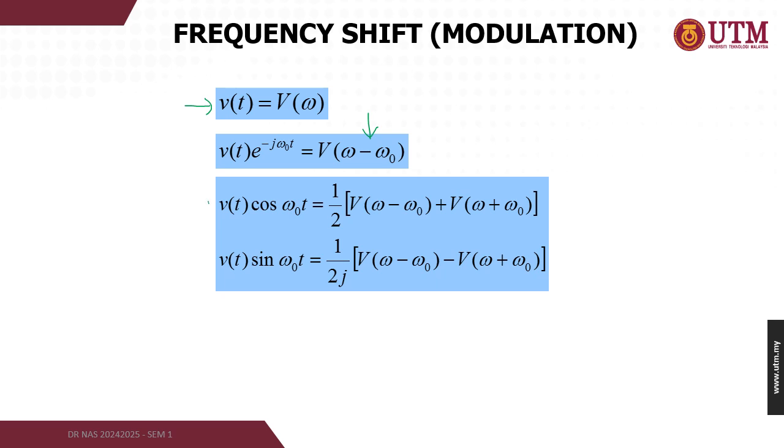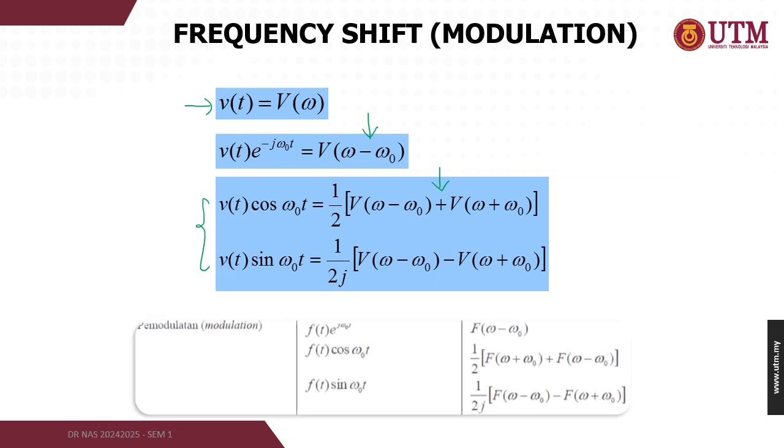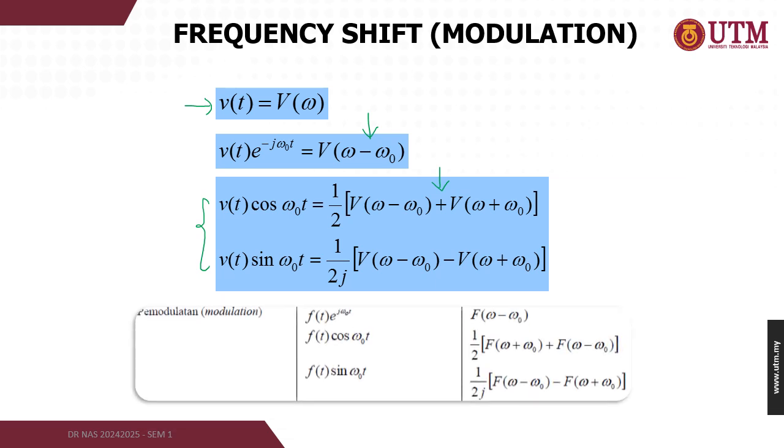The same goes for when you have the signal in the time domain being multiplied by a cosine or sine function; the signal will be shifted in the frequency domain as well. Okay, and this is called the modulation process. So this is the function from the table.